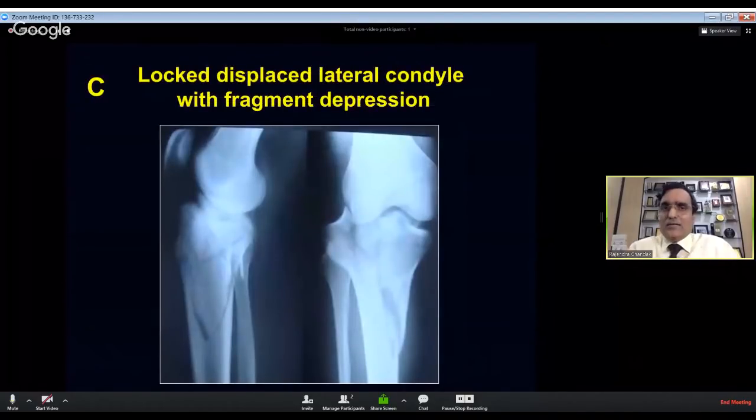Third is a locked displaced lateral condyle with the fragment depression. What has happened here is this fragment, the lateral, has gone up and locked here. If you just give traction, this fragment doesn't reduce. What we have to do is to put a dura elevator here or a spike, bring it below the femoral condyle and get it back into position, and then do the rest of the job.